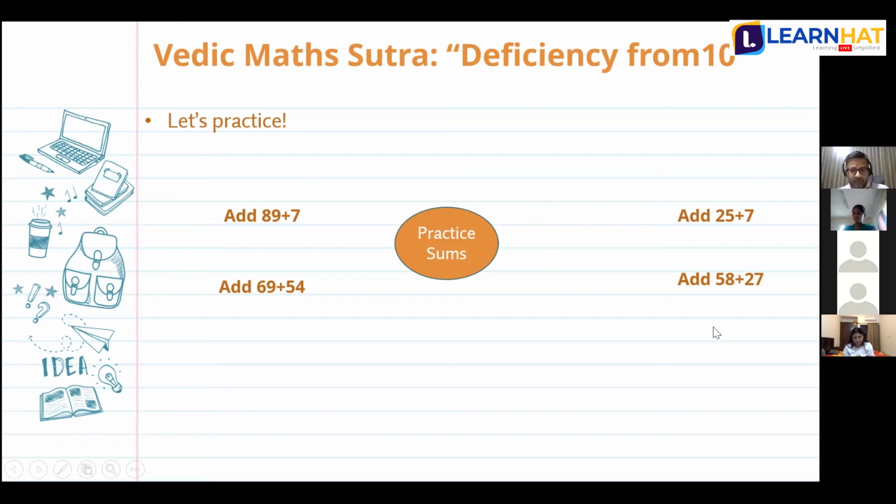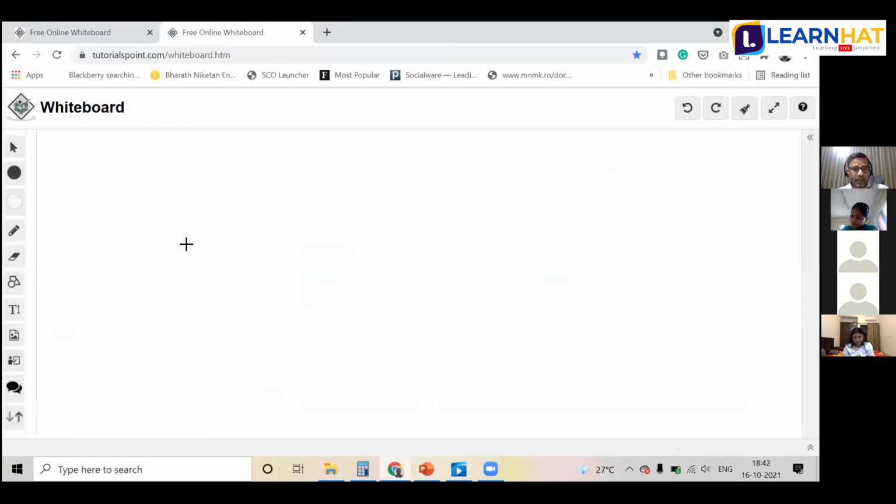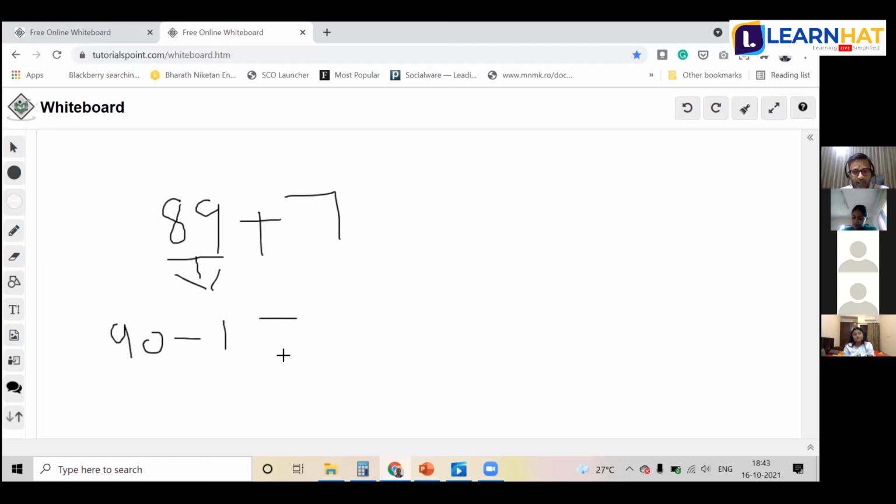See, I'm just doing it for you. 89 plus 7, correct? The sum is correct. So for 89, you need to find the deficiency from 10. So 89 is close to 90, right? How much close to 90? 1 below 90. So 89 can be written as 90 minus 1 plus you write this 7, correct?